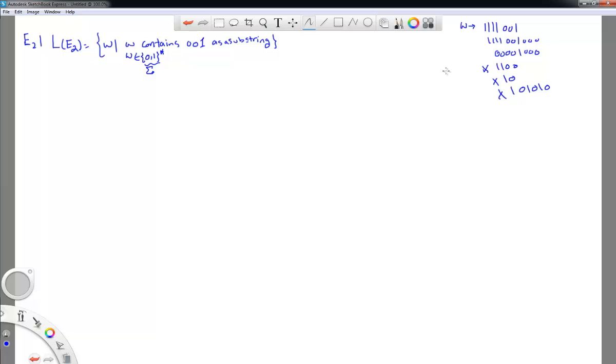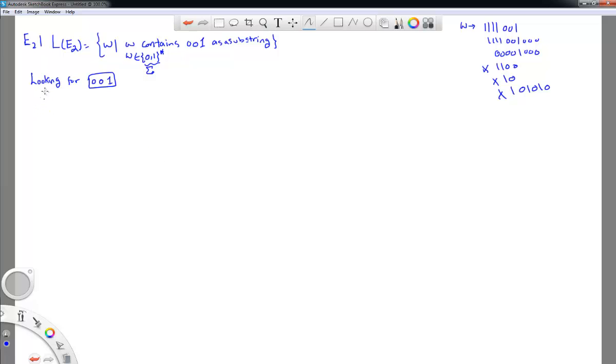So basically, it's looking for the substring 001. So here's the plan. We start in an initial state and we are looking for the first zero, which means that we just skip over all of the ones that we're seeing in the initial state. The moment we see a zero in the initial state, we go to another state, which is zero seen so far. And in there, if we see another zero, then we go to another state, 00 seen so far. And then if we see a 1, we go to another state, 001 seen so far, which is what we are looking for, and we found it.